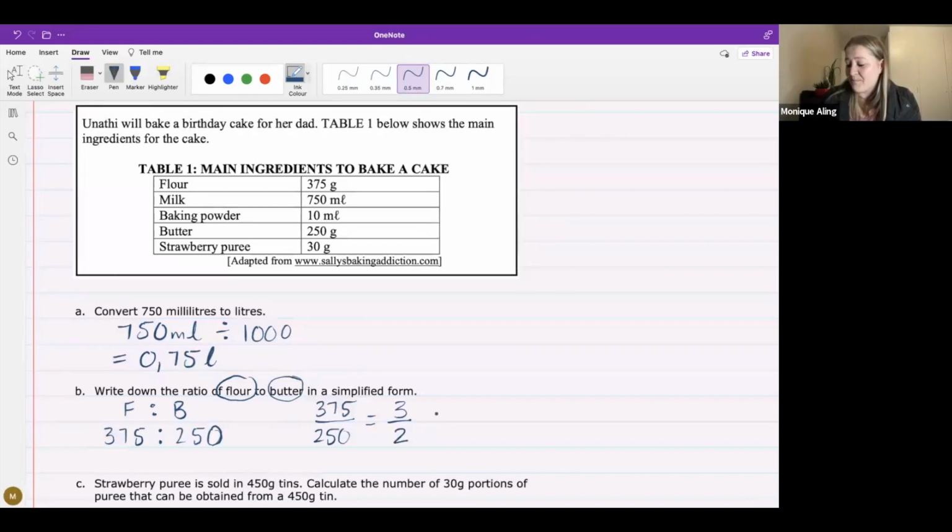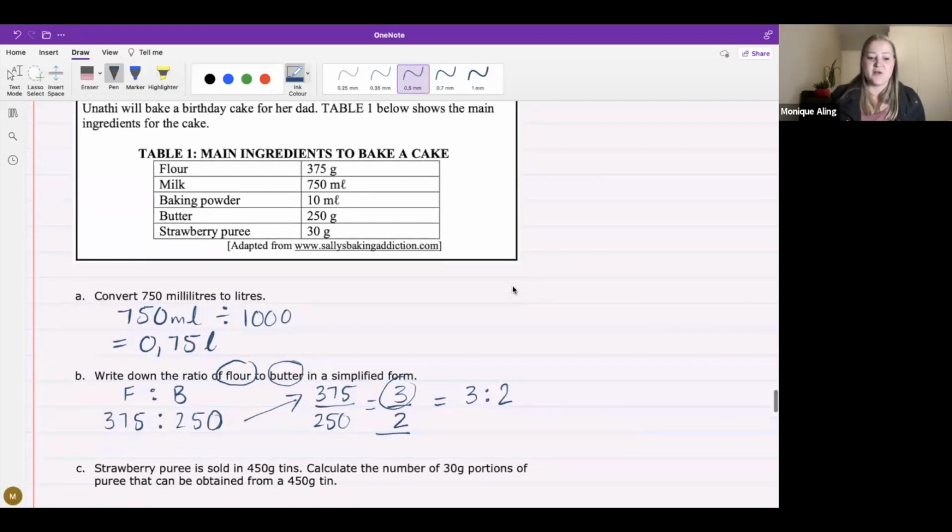You literally press equals and it'll give you 3/2, and then you put that back into ratio form. The top is always on the left-hand side. 3:2, and that is your simplified ratio. So you put it in the correct order, put it in your calculator as a fraction, press equals, you get the simplified version, and you put it back into ratio form. I hope you remember doing this a couple lessons back. If you need me to re-explain, please let me know.